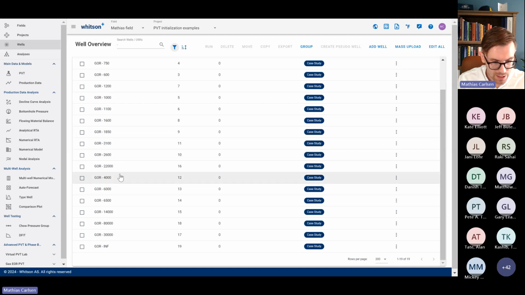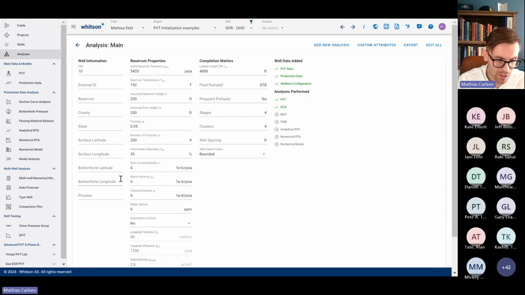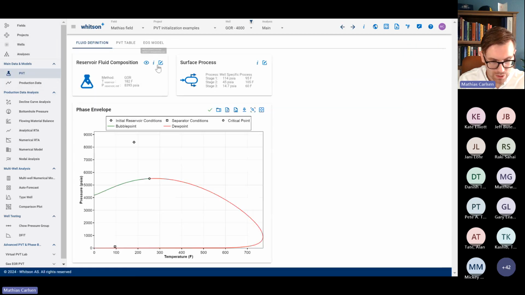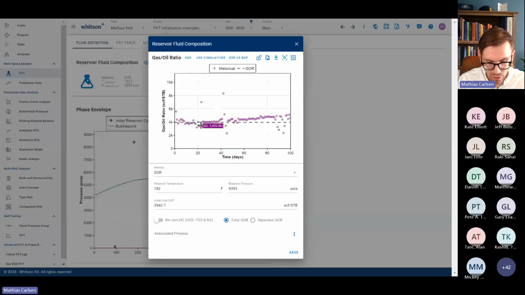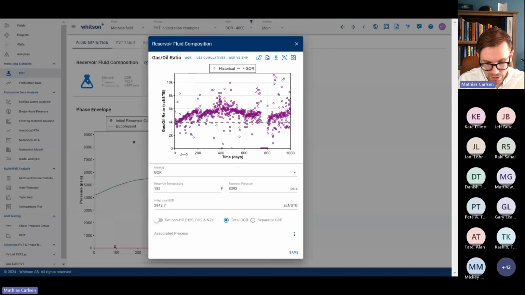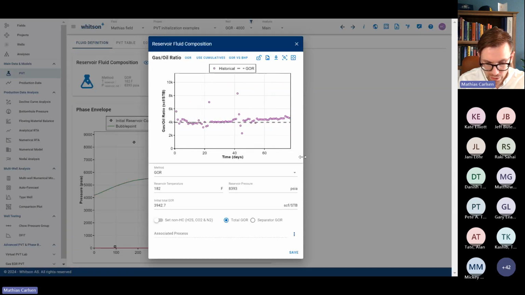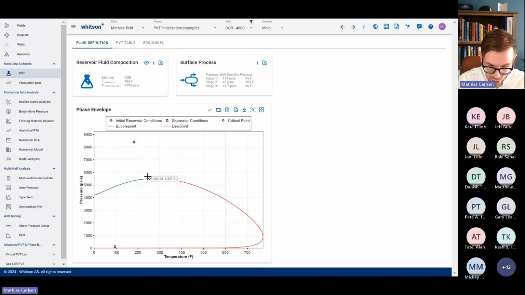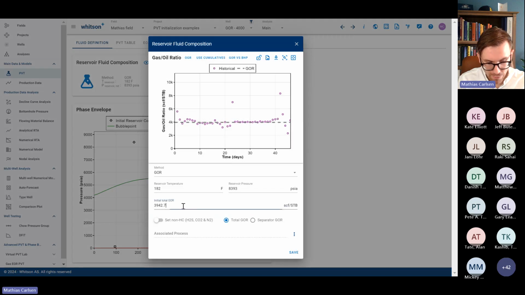So for the second closest, okay, we can do the 4,000 scf per barrel well. This is actually a Wolfcamp well, and it's so close to 4,000. Here you see something we'll talk about later, an almost linearly increasing GOR. But again, here I would pick a number, maybe using this cumulative GOR button, to pick a number around 4,000. When you click save, you see how close we are to the critical point. We're not exactly on top of it, but if I made this 4,000.